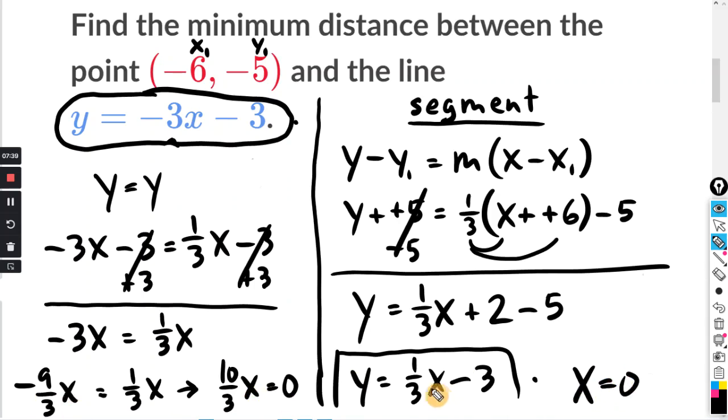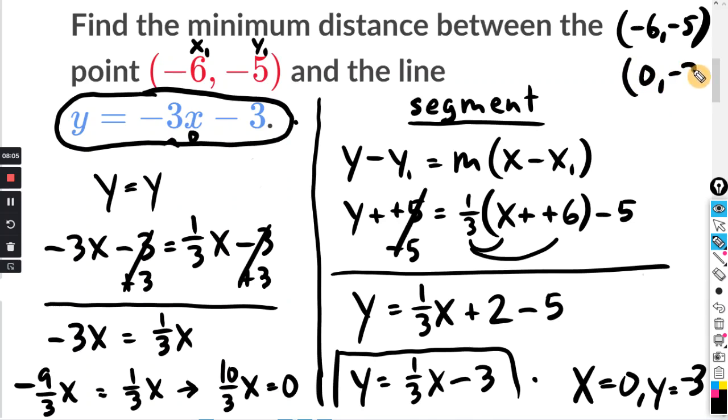All right, and if you plug in x equals 0 in either equation, let's say I put a 0 there, y is going to be negative 3. All right, so the first point is negative 6, negative 5. And the second point is 0, negative 3. So we need to find the distance between those 2 points.